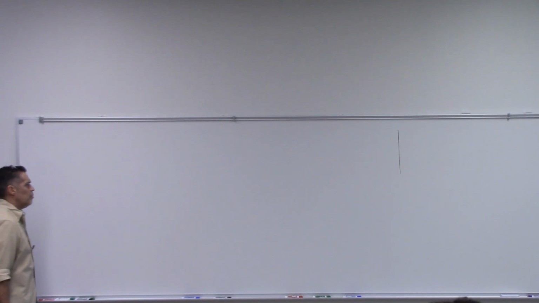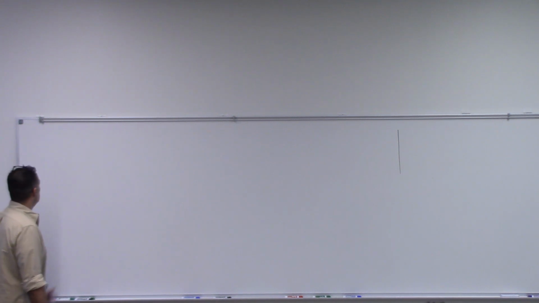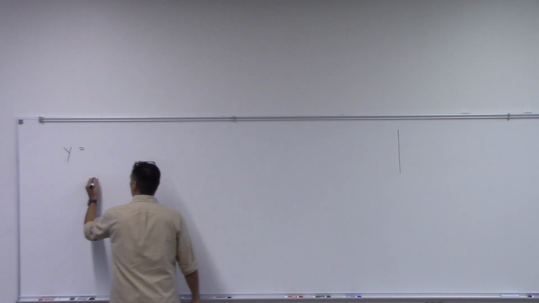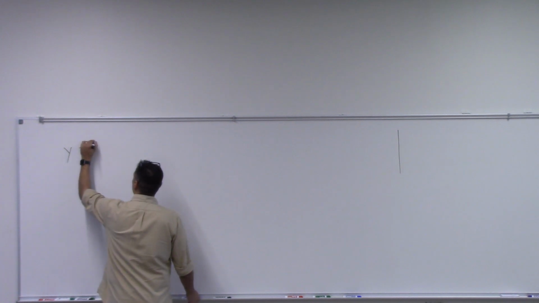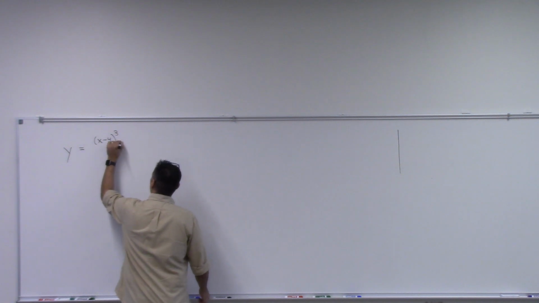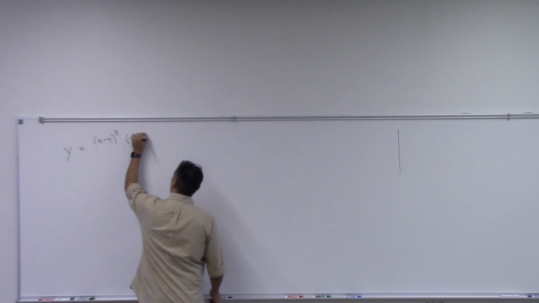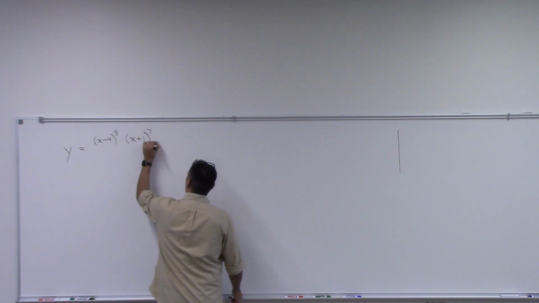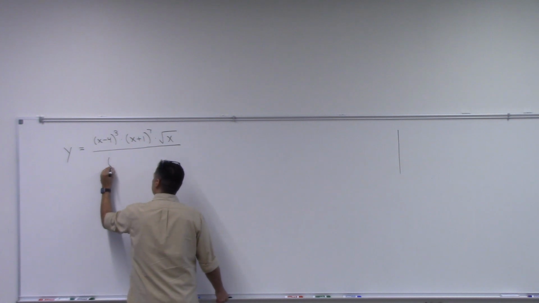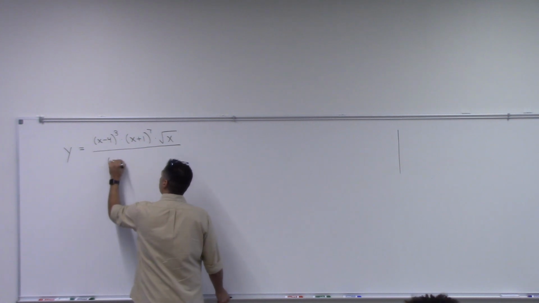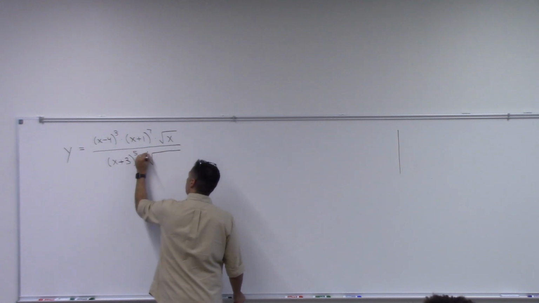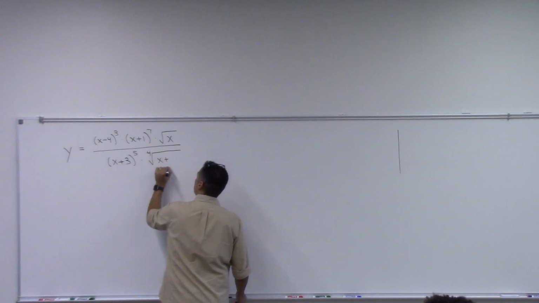So this isn't any more crazy, it just looks a little different. In a calculus class, you would get something like this. y equals, and then you get, I don't know, I'm just going to make this up, x minus 4 to the third times x plus 1 to the 7th times the square root of x over, let's say, x plus 3 to the 5th times the 4th root of x plus 2.